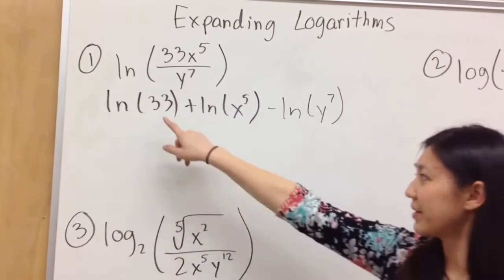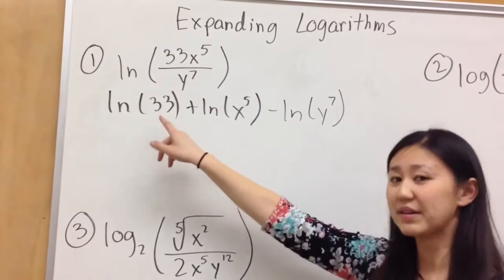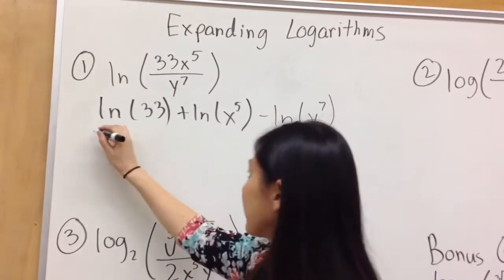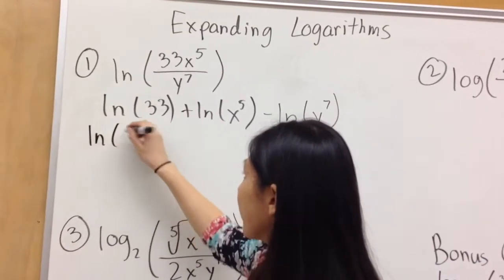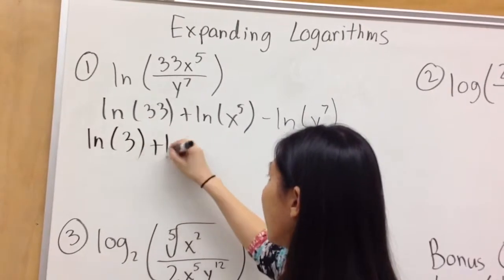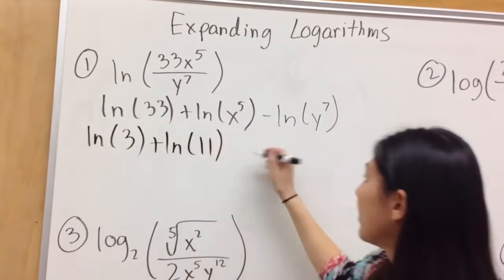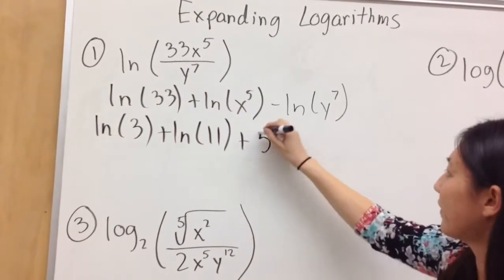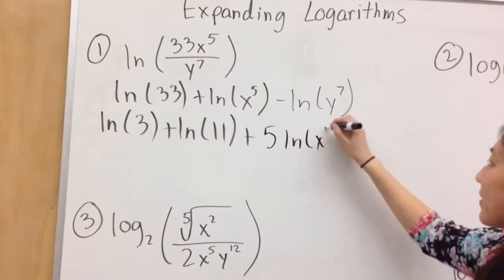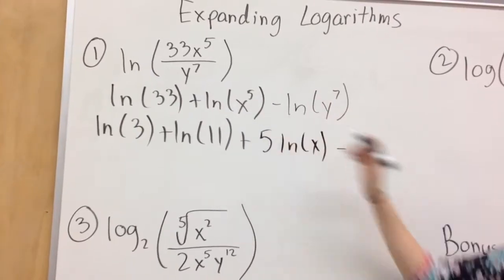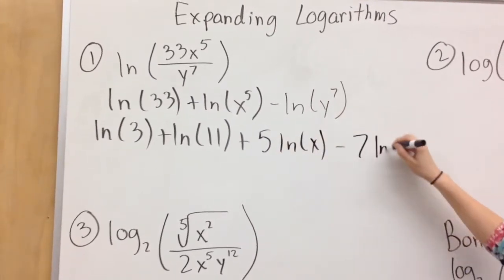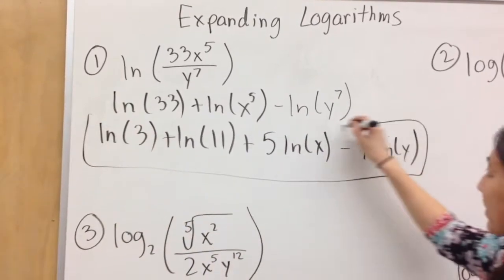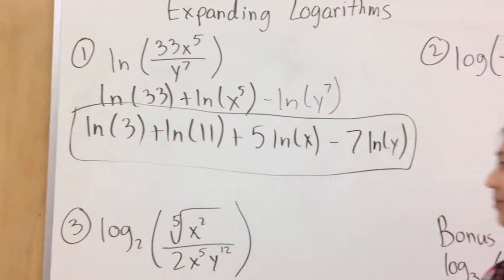Okay, I can break down this 33 more. I can break it down into 3 times 11. So it's going to be ln of 3 plus ln of 11 plus this 5 comes out in front to multiply, 5 ln of x, minus the 7 comes out in front to multiply, 7 ln of y. And that is my answer. I cannot do anything else to this.